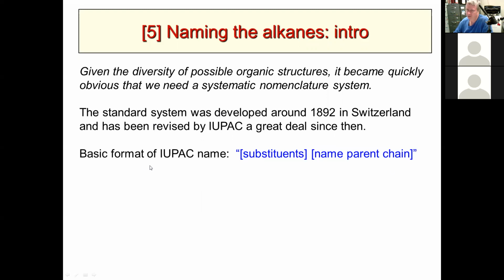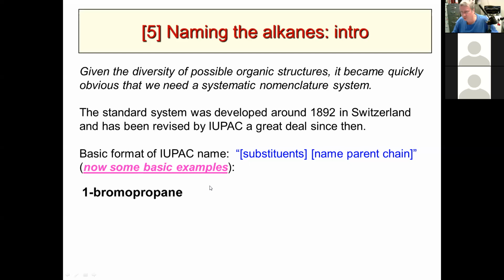Okay, so we're going to go through these now. Substituents is usually going to be something that is attached to the chain. It could be a chlorine or something, right? The name of the parent chain will be like propane or something like that. Okay, so let's do some examples. 1-bromopropane. So usually with the way I interpret these, I go from right to left. I think about propane, I think about 1-bromo. How many carbons are in propane? You guys know that.